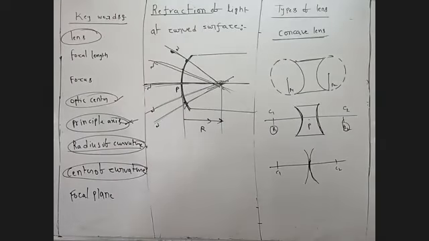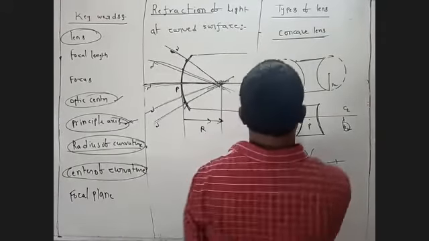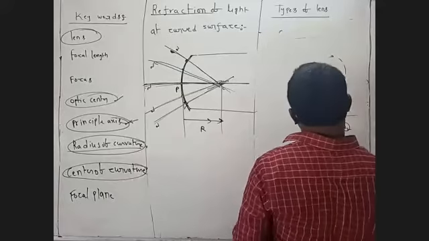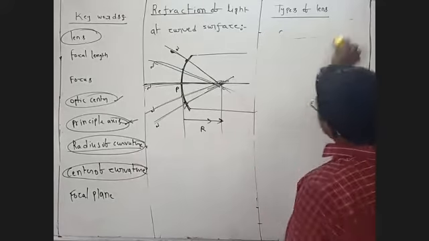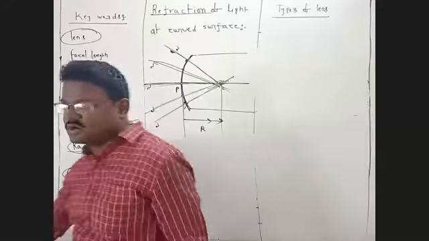Next rules. What are the rules? Next points. Next we have the types of lenses.